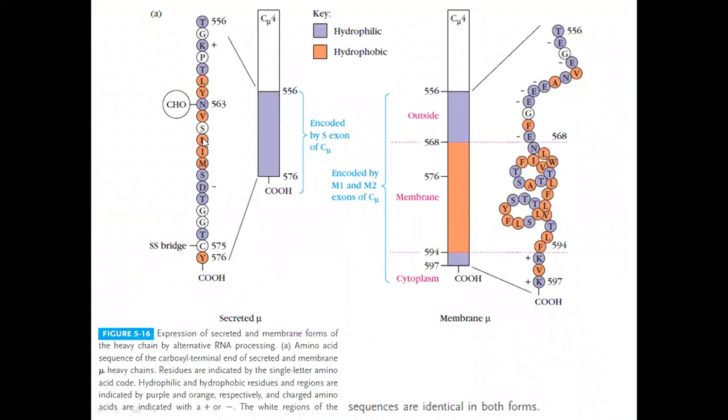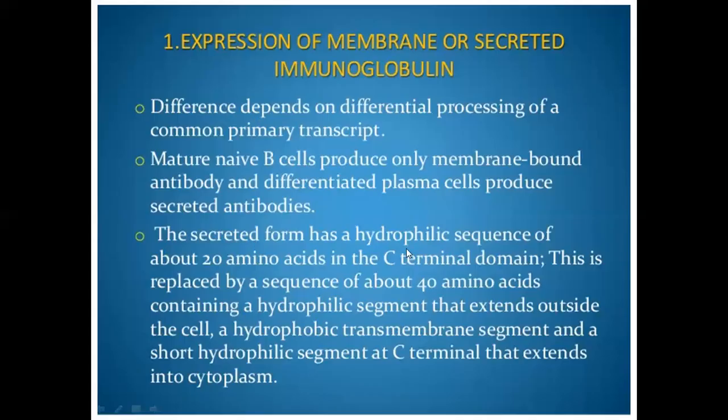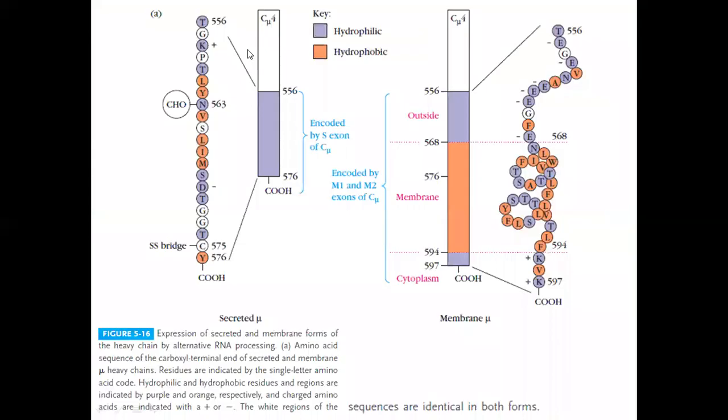The secreted immunoglobulin consists of approximately 20 amino acids of hydrophilic sequence at the C-terminal region. This purple colored one is hydrophilic, and the hydrophobic is this one. Next one, in the membrane bound immunoglobulin, the hydrophilic sequence is outside, the transmembrane is hydrophobic, and in the cytoplasm again there are hydrophilic sequences. This is just for your understanding.